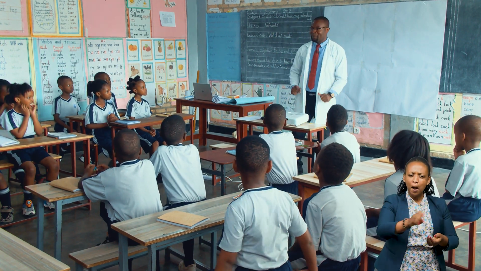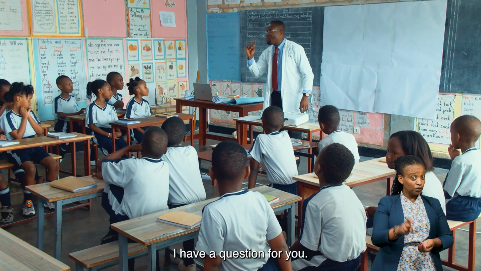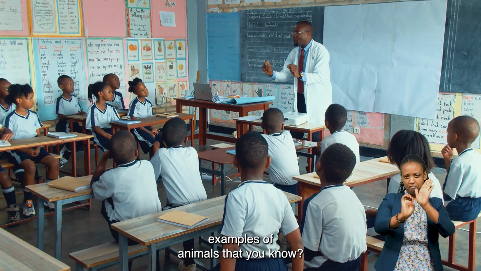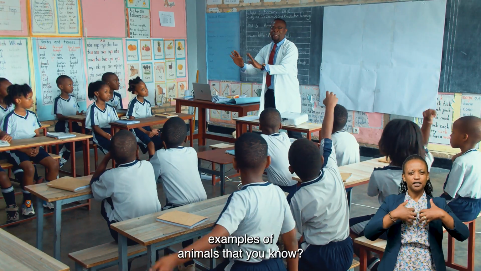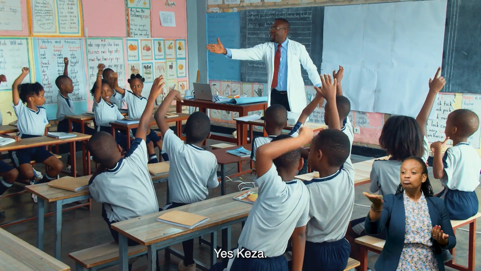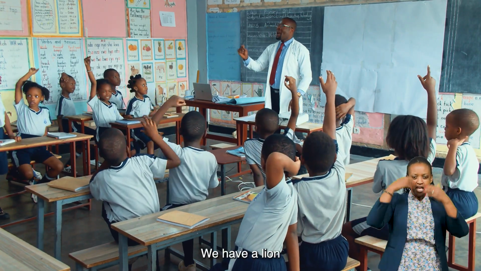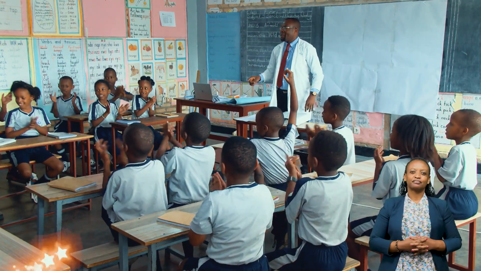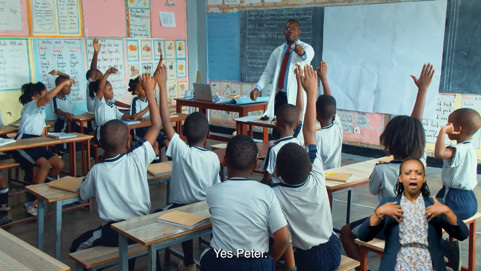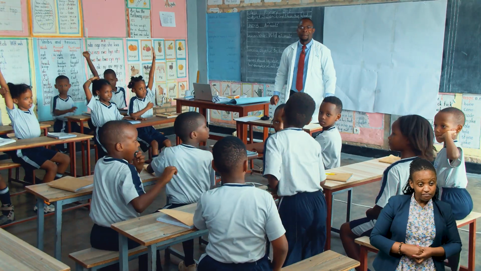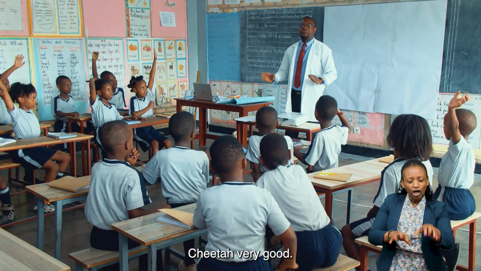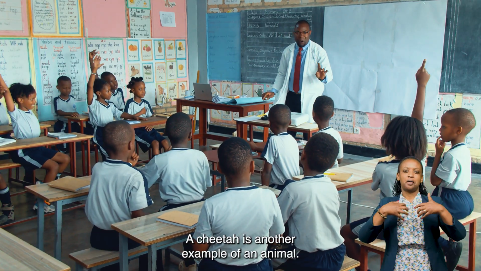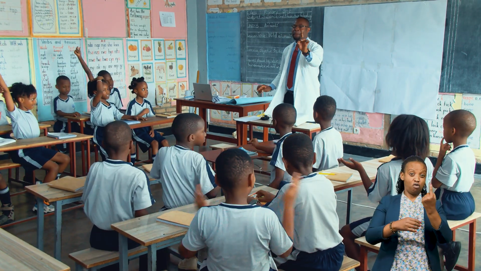Before we can start our lesson, I have a question for you. Who can give us examples of animals that you know? Yes, Keza. We have a lion. Very good. Can you clap for Keza? Another example of animal. Yes, Peter. Cheetah. Very good. A cheetah is another example of animal. Can we clap for him once?